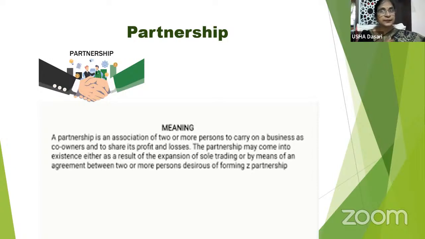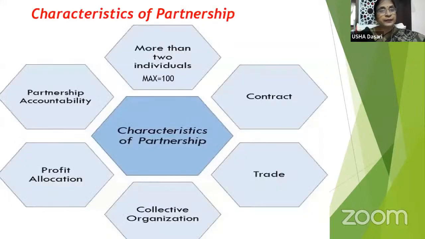So what do you mean by this here? The partnership form of organization is an association of two or more persons to carry on as co-owners and to share its profits and losses. So what does it mean here? It means that when two or more persons carry on the business, those persons may be regarded as the co-owners of the business. And these persons will share the profits and losses according to their agreement.